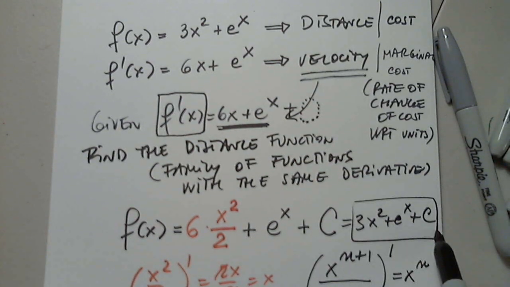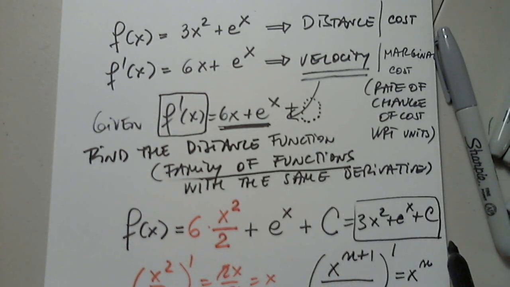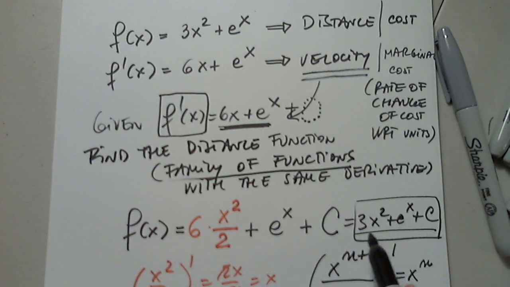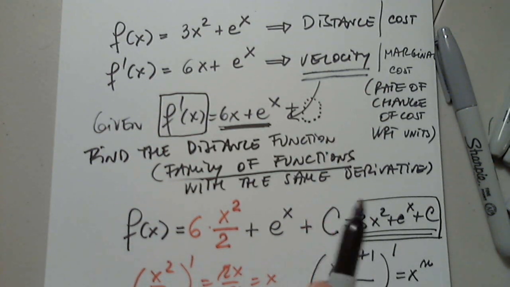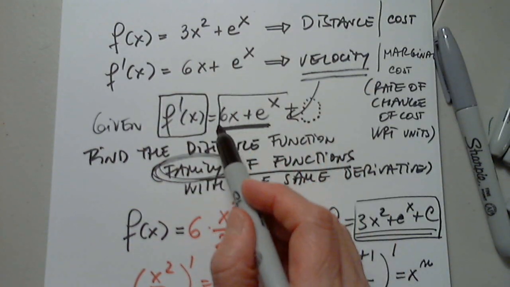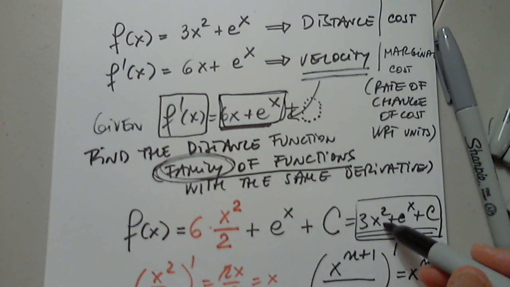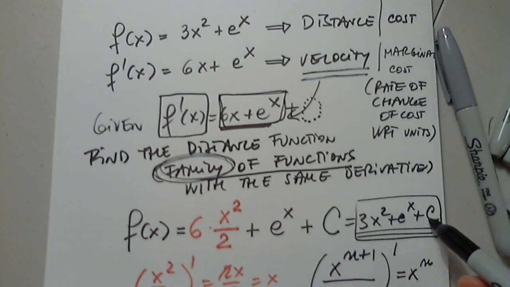This is a family of functions. Many, infinitely many functions. How come? Because c can be anything from negative infinity to infinity. So this result is not one function, but a family of functions whose derivative is guaranteed to be this. And we can always check. 3x squared prime is 6x. E to the x prime is e to the x. Constant prime is 0.